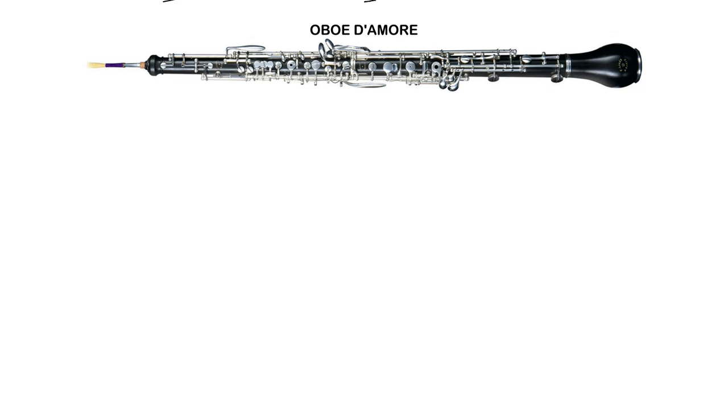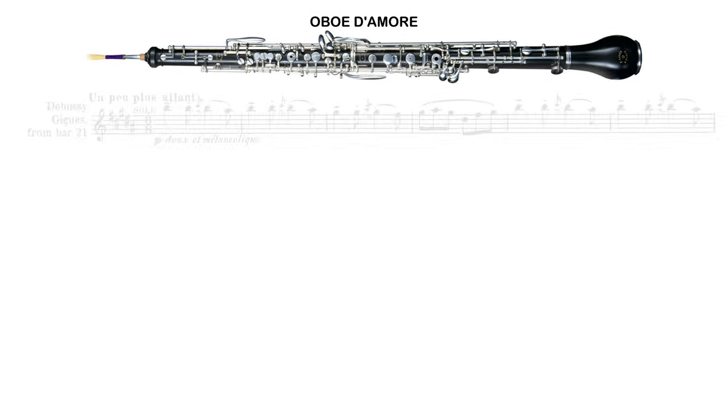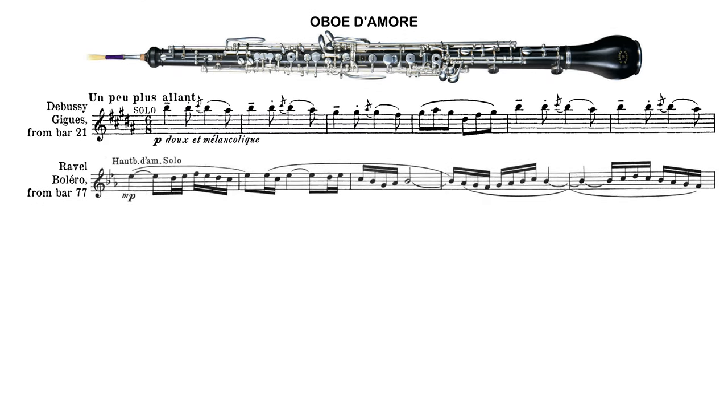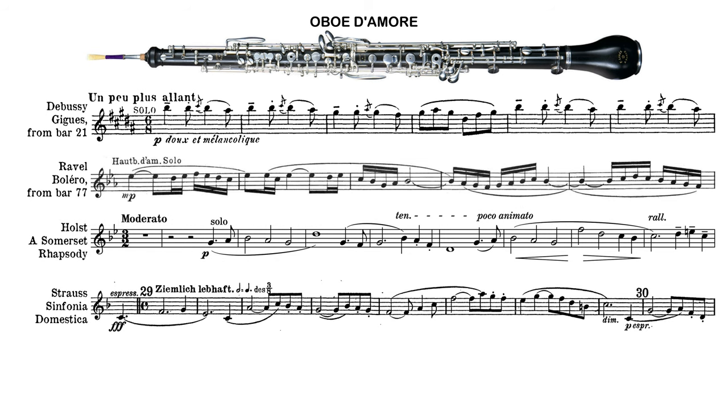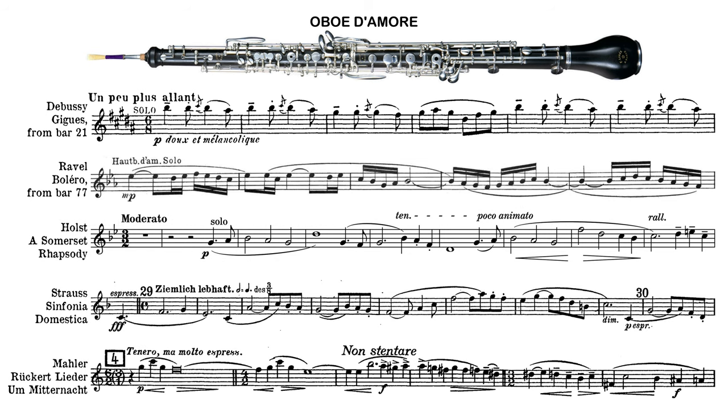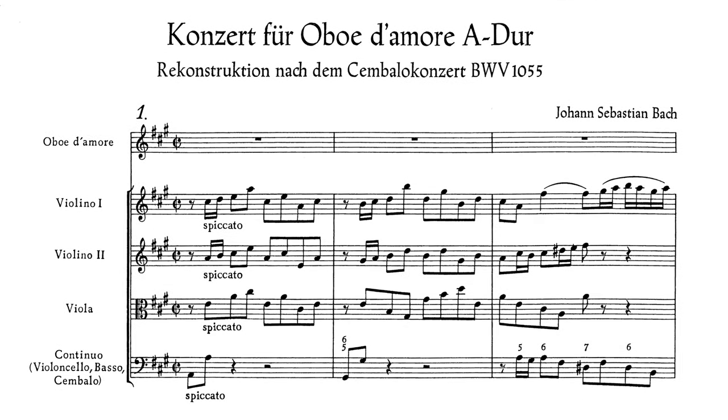Then the occasional oboe d'amore part will crop up in scores by Debussy, Ravel, Holst, Richard Strauss again, and even once by Mahler. In addition to all these enchanting appearances, there's the extensive use of the instrument by J.S. Bach. But unfortunately for our purposes of transposition, Bach scored out all his d'amore parts in concert pitch, so that doesn't help a lot unless you can find a score that transposes the parts back into something the player can read.